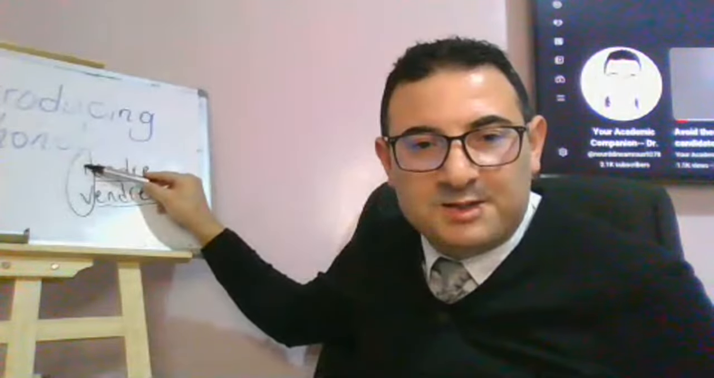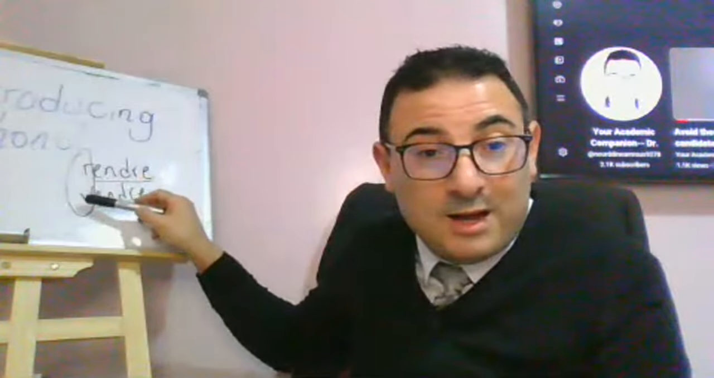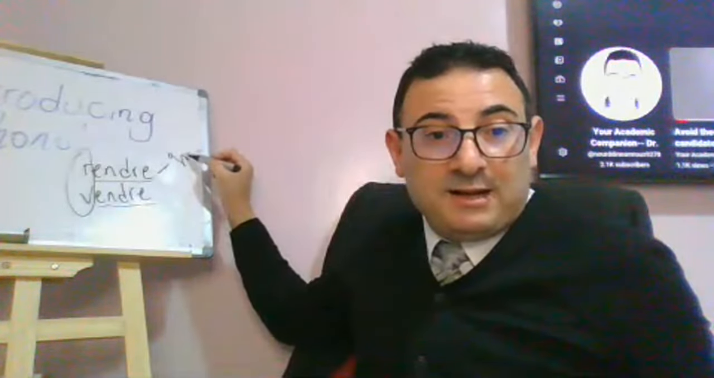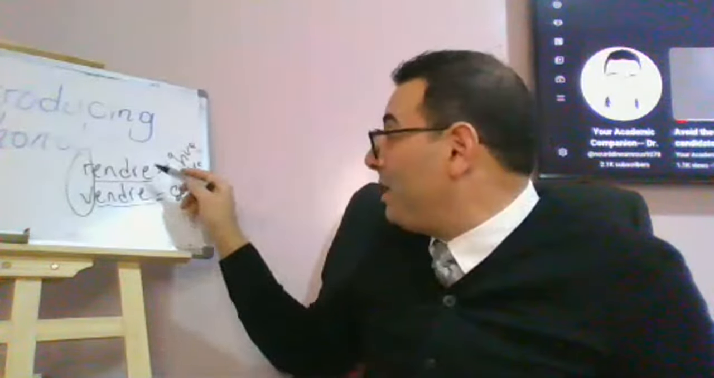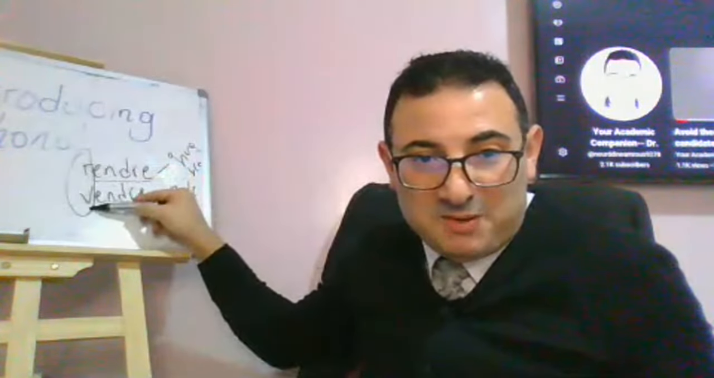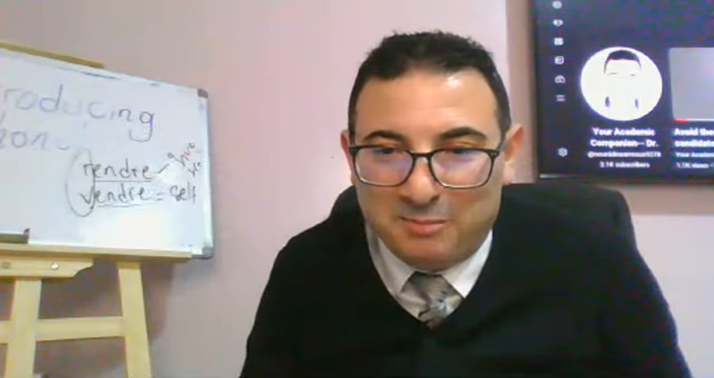Here we have the r sound and we have the v sound. This is the first step. 50% of the chances, r and v are independent phonemes. Now let's see the meaning. That's part two. Meaning is always part two. Rendre means give back. Vendre means sell. So here we have different meanings, which means that this and this are independent phonemes, and this word and this word form a minimal pair.